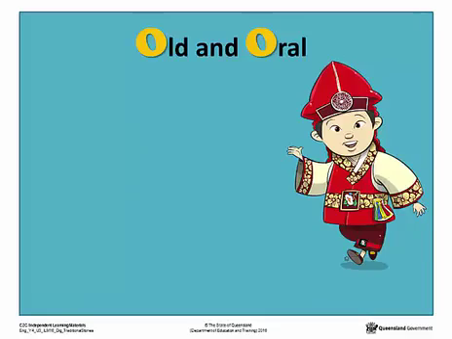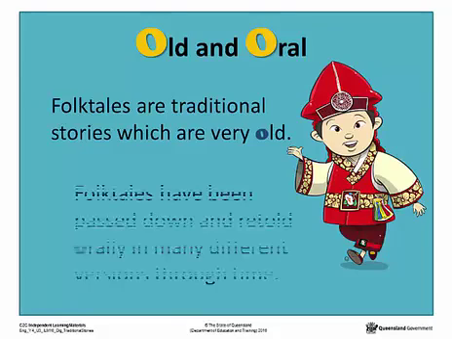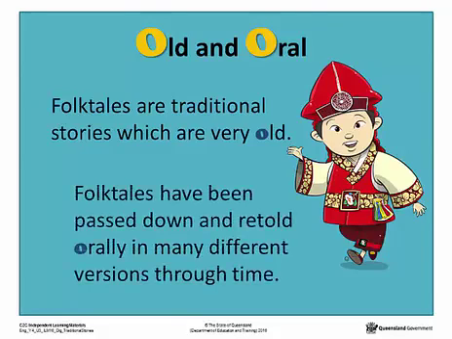The third letter in CHOMPS stands for old and oral. Folk tales are traditional stories which are very old. They have been around for a very long time, and they have been passed down and retold orally in many different versions throughout time. That means they've mainly been spoken, but after a while they were written down too. You'll be looking at ones that are told to you and ones that are written.